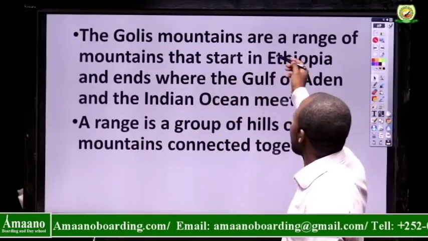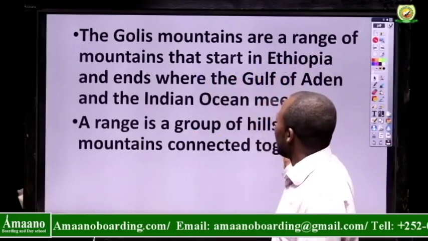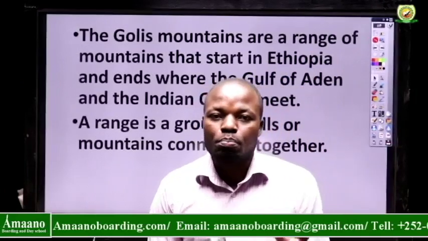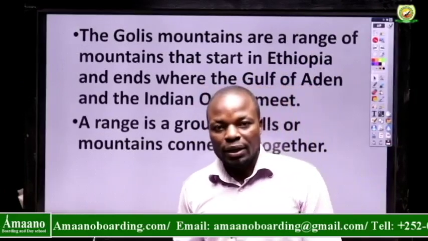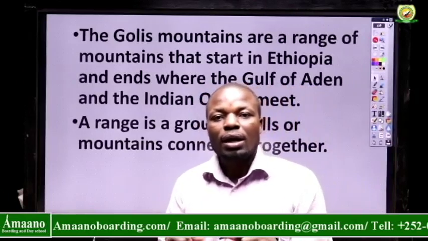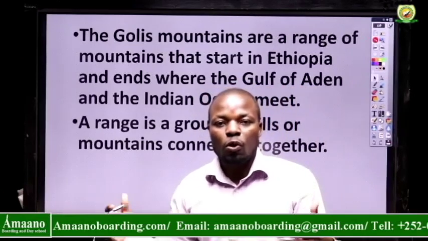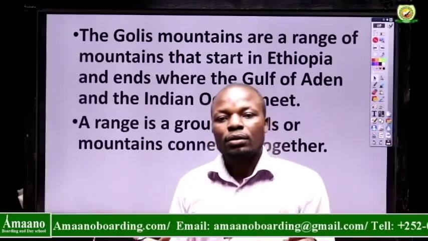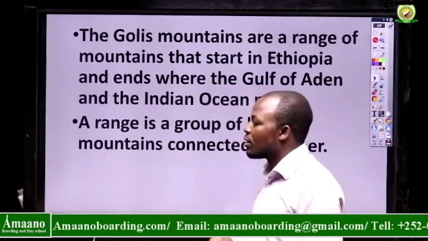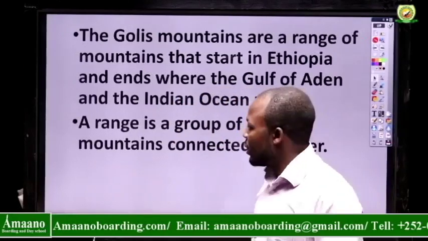So the Golis mountains are a range of mountains that start in Ethiopia and end where the Gulf of Aden and the Indian Ocean meet. We said that Golis is like a range. A range is a group of hills that are normally close together. So the Golis mountains start in Ethiopia and end where the Gulf and the Indian Ocean meet.